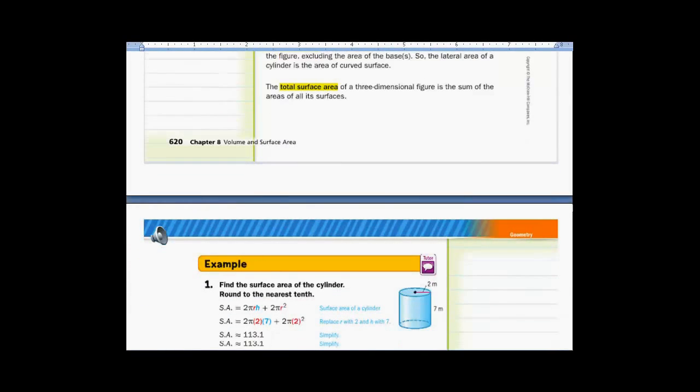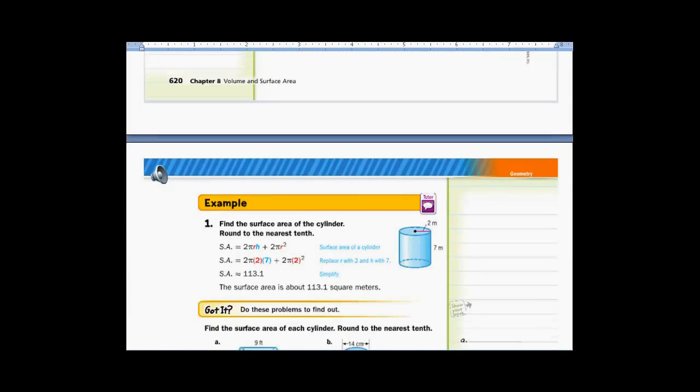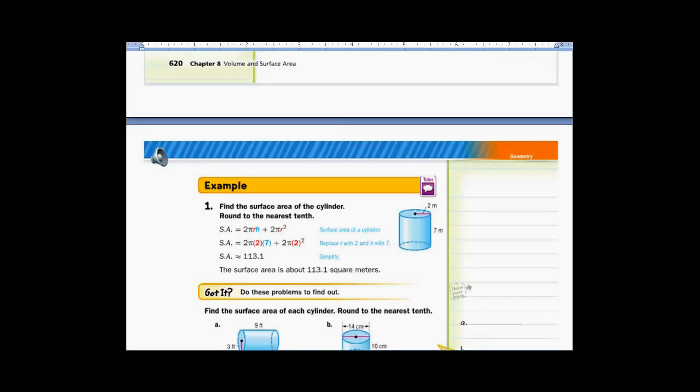Let's look at example 1. Find the surface area of the cylinder. Now, if it doesn't say total surface area, or it doesn't say lateral surface area, you assume that it's total. You assume it's all of it, because it just wants the surface area, which is the area of all surfaces.